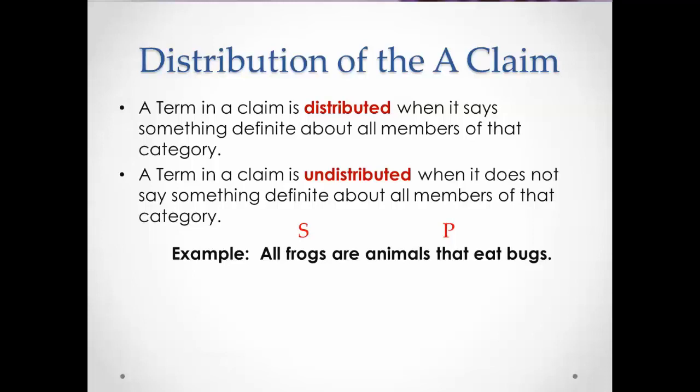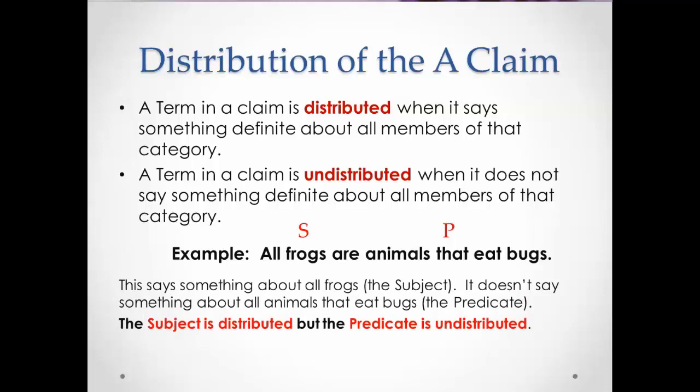All frogs are animals that eat bugs. Frog is the subject term, and animals that eat bugs is the predicate term. This says something about all frogs, the subject, but doesn't say anything about all animals that eat bugs, the predicate. So the subject is distributed, but the predicate is undistributed.